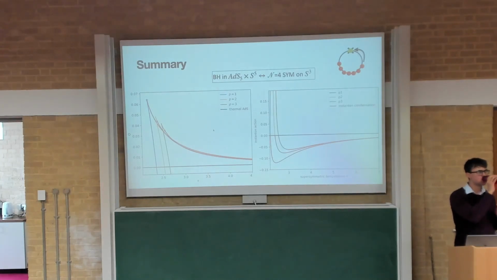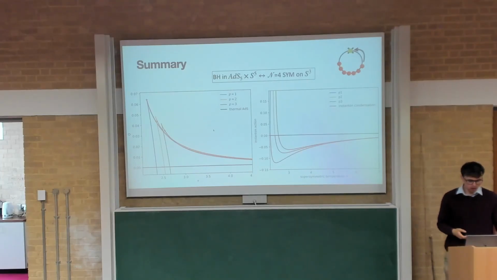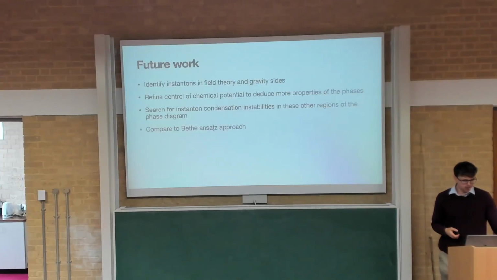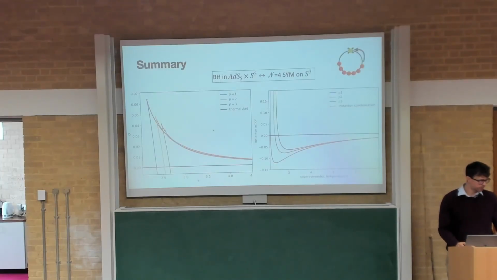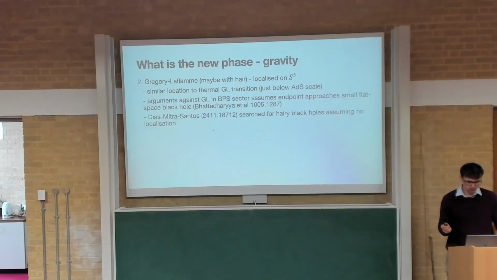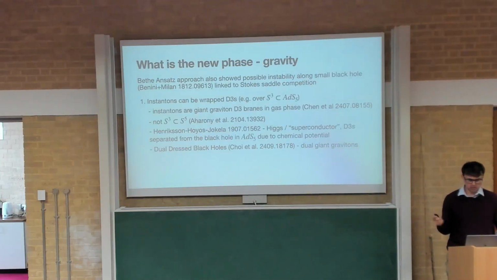People looked at the supergravity solutions for the small black holes. Which instabilities did they look for? Yes, they looked at D3 branes which are wrapped on the S3 and the S1 of the AdS5. So yeah, that's right. Didn't see any.